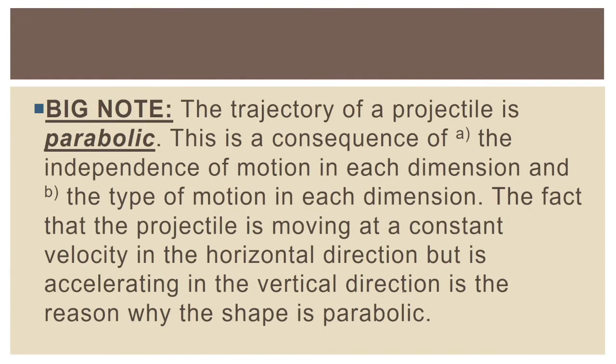Let's write here, this is an important note: the trajectory of a projectile is parabolic. This is a consequence of A, the independence of motion in each dimension, and B, the type of motion in each dimension. The fact that the projectile is moving at a constant velocity in the horizontal direction but is accelerating in the vertical direction is the reason why the shape is parabolic. Take a second to pause this video here, and when you hit play, we'll move on.